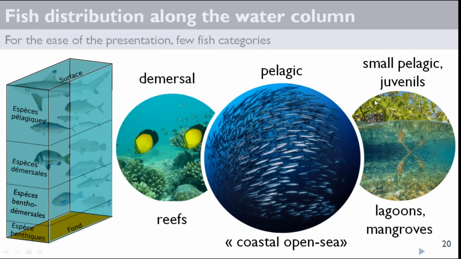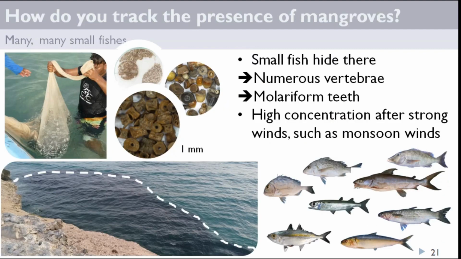And the last category I made for this presentation of my work is a category of small pelagic and juvenile fish. This category of fish is specific to the lagoon and mangrove. As I said, this specific environment is very great for hosting tiny fish. Voilà.